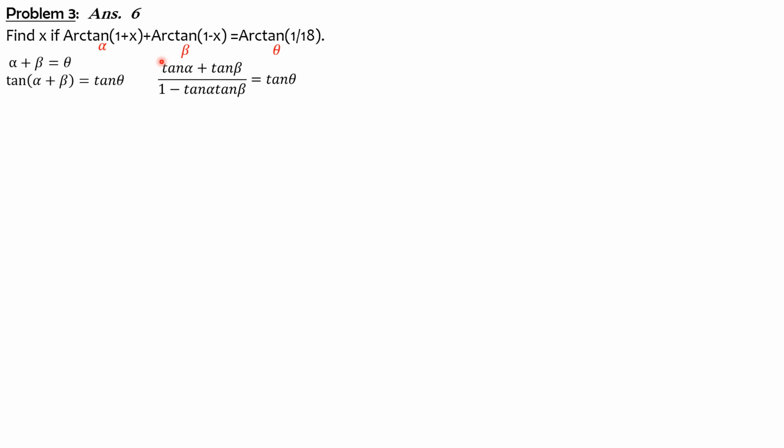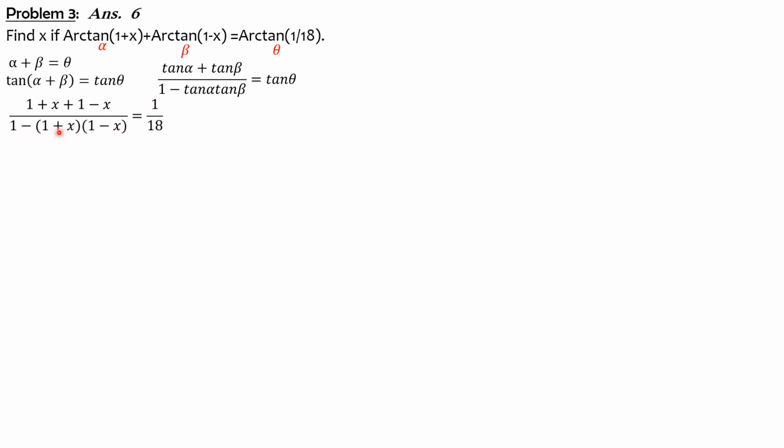So tangent of alpha is (1 plus x) plus (1 minus x), all over 1 minus the quantity (1 plus x)(1 minus x), which equals 1 over 18. So the numerator is 2 after we cancel x. So 2 times 18 is 36. Then the right side would be 1 times 1, which is 1.